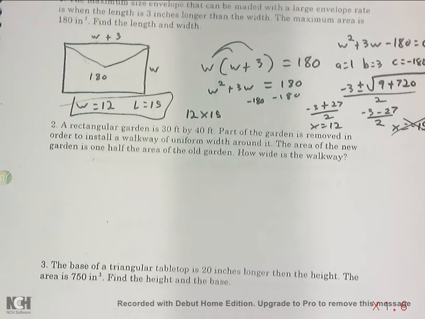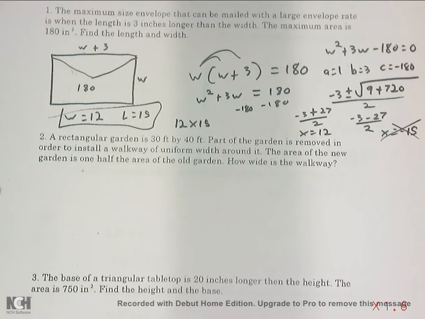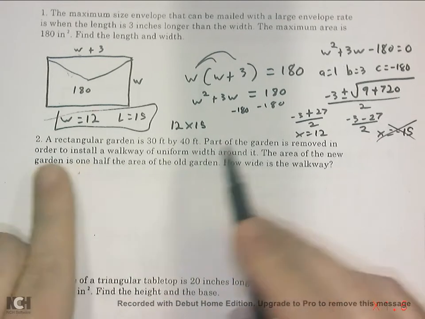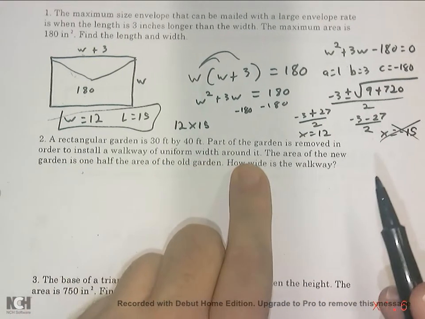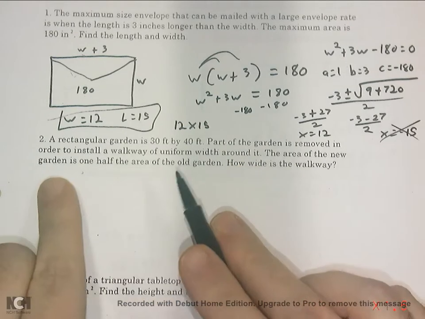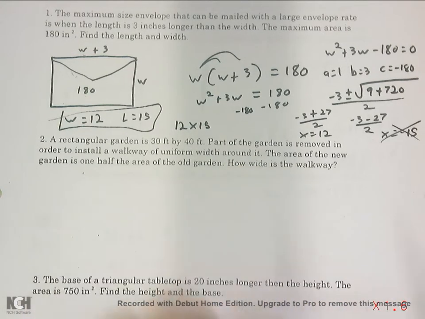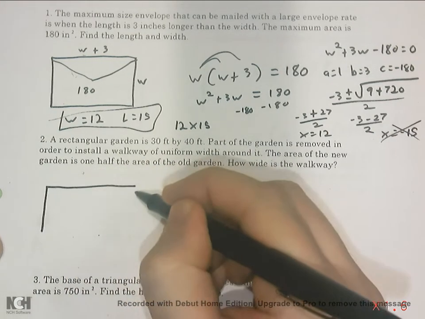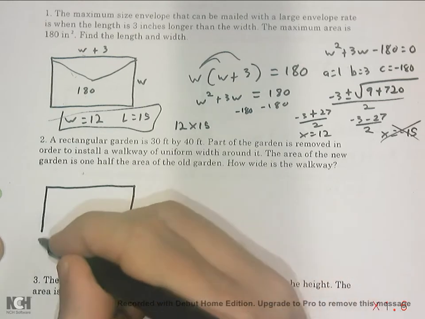So, a rectangular garden is 30 by 40 feet. Part of the garden is removed in order to install a walkway of uniform width around it. The area of the new garden is 1/2 the area of the old garden. How wide is the walkway? Okay, so again, drawing a picture helps with all these so we can kind of visualize what it's saying.